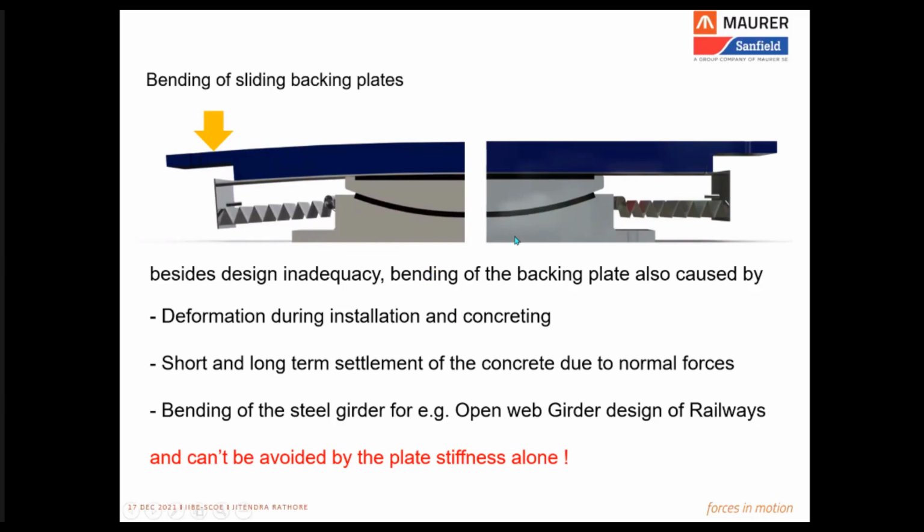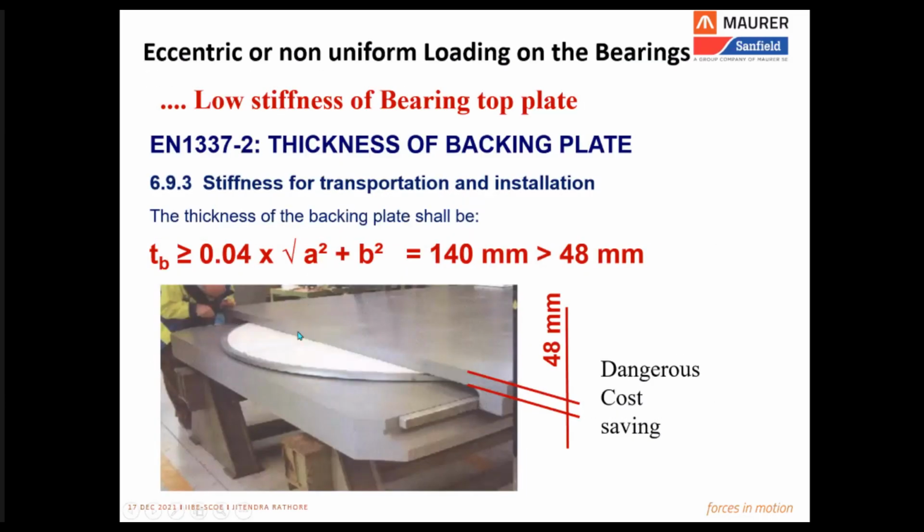And there are certain designs of these structures, like in case of railways, there are open web girders where there is no stiff bottom component, and there are two webs which are on the outer periphery of the girder, and therefore the load transfer onto the bearing is again eccentric. So for all these reasons, the bending or buckling of the top slide plate can happen, and if the thickness of the plate is not adequate, then that could lead to a lot of cascading and devastating effects.